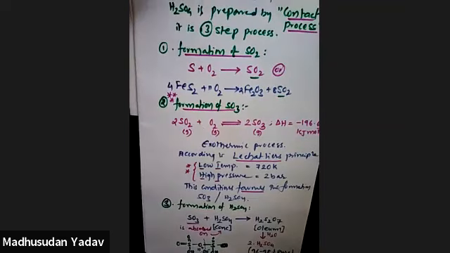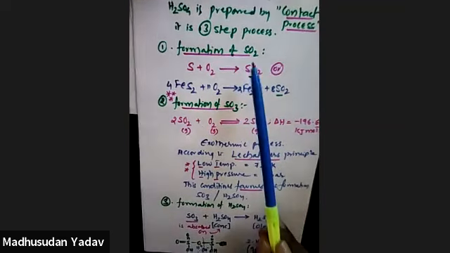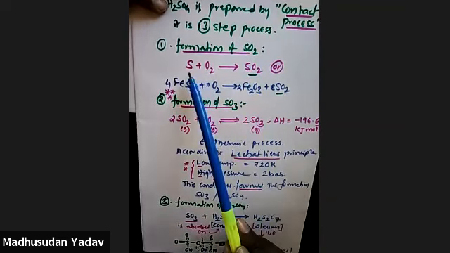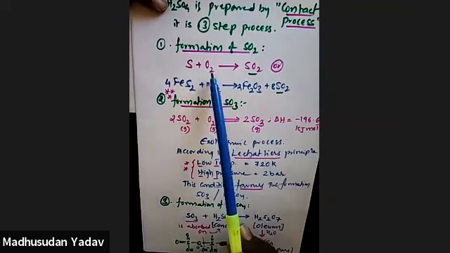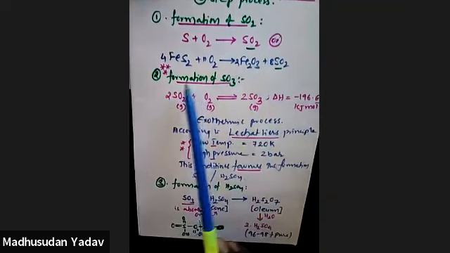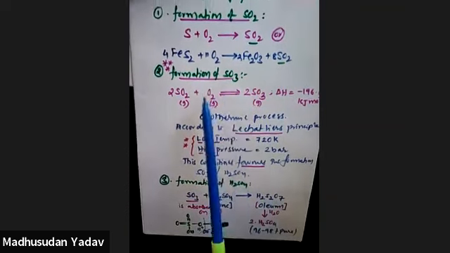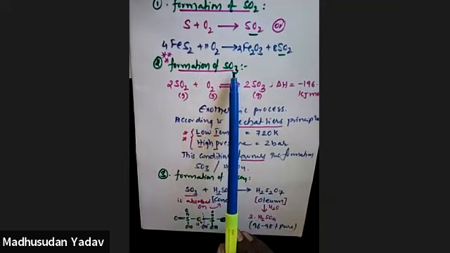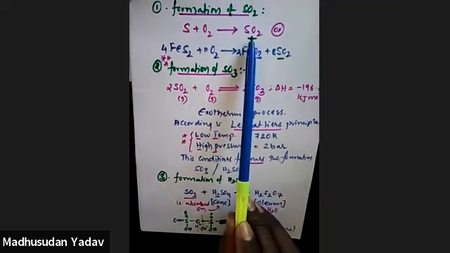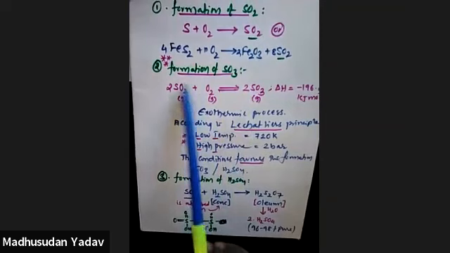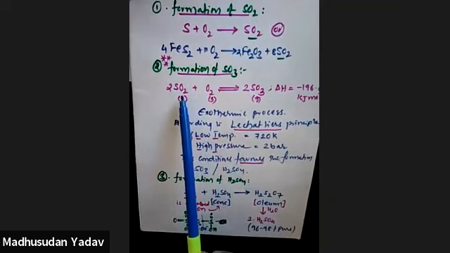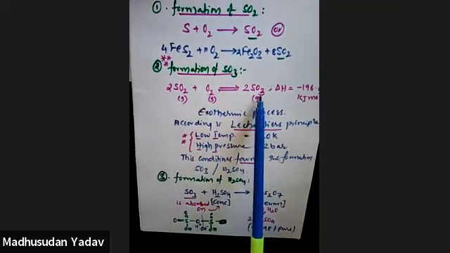So it involves 3 steps. First is formation of SO2. You can do it from sulfur on reaction with oxygen, converting into sulfur dioxide, or else you can use this metallurgical process also. Second step is formation of SO3. That first step product is used as reactant here. Again, further oxidation converts it to sulfur trioxide.